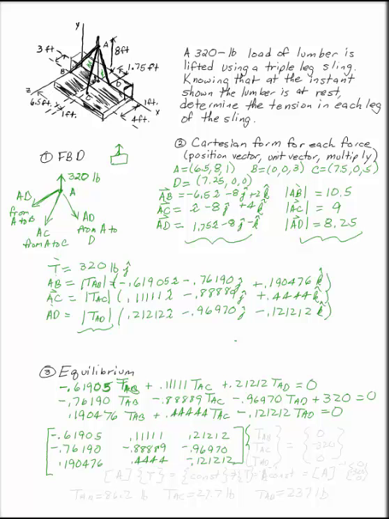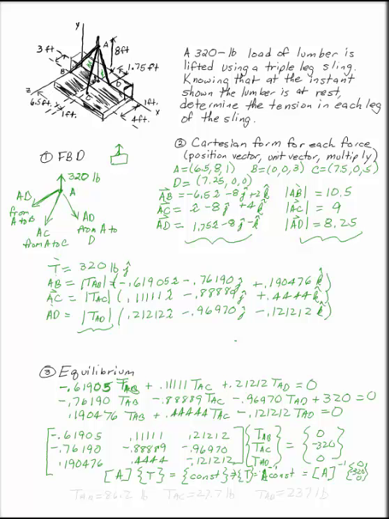The top line would read negative 0.619 TAB plus 0.111 TAC plus 0.212 TAD, which is exactly what you had before. The constant has to go on the other side of the equation, so this would be 0, minus 320, 0. If you define this as A times your vector of unknowns equals your vector of constants, you can type that into a computer program and say that the vector that you're looking for has to be equal to the inverse of A times your constant vector. I'm going to write that over again. A inverse times your constants.